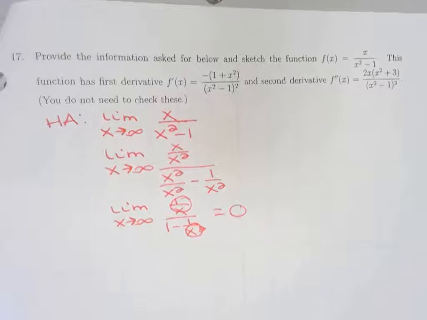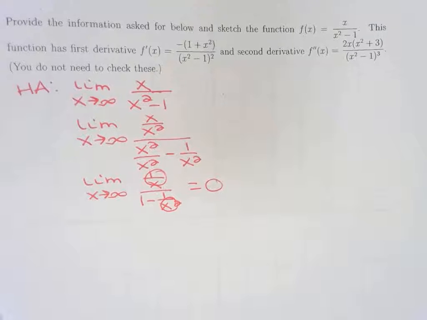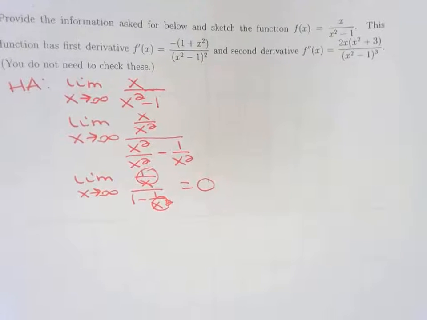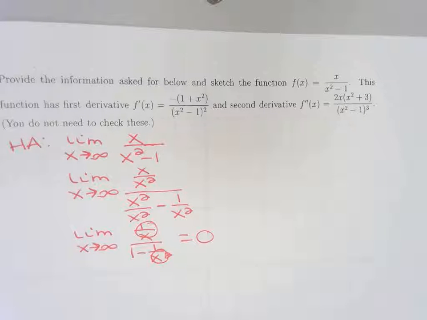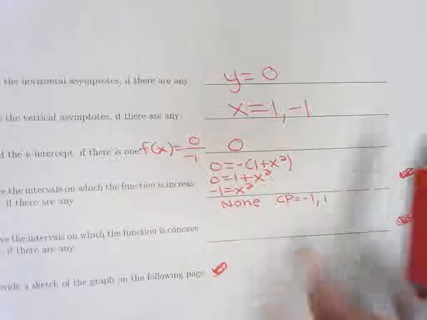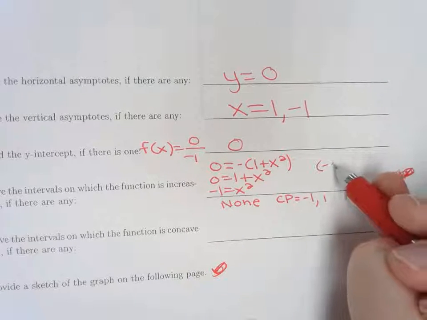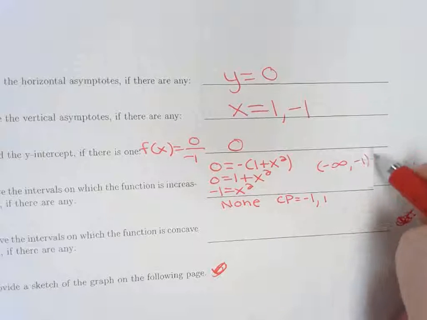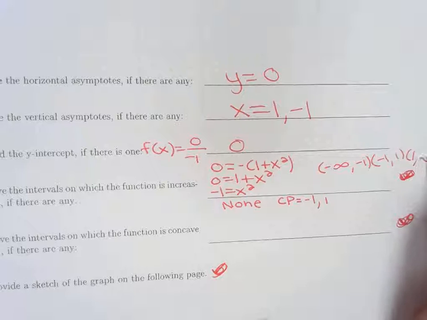So to check increasing, decreasing, you take your critical points, you take your domain, which they didn't ask for, but we need to find it anyway. The domain is basically all reals but split between your asymptotes, which are the same as the critical points. So it'd be negative infinity to negative 1, negative 1 to 1, 1 to infinity.